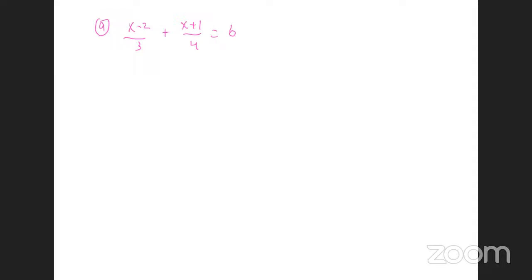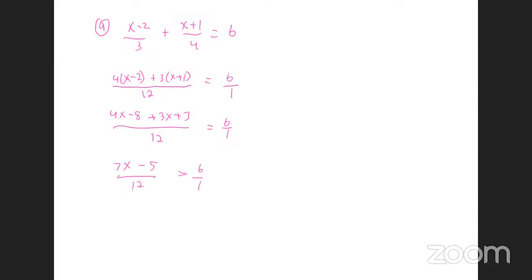All right, so let's go. First thing, let's focus on the left-hand side. 3 by 4 is 12. 4 by x minus 2. 3 by x plus 1. We're leaving the 6 on the right side. Multiply it out, you'll get 4x minus 8, 3x plus 3 all over 12 is equal to 6 over 1. 3x plus 4x, that's 7x. Minus 8 plus 3 is minus 5, over 12. So that's 7x minus 5 over 12 is equal to 6 over 1.